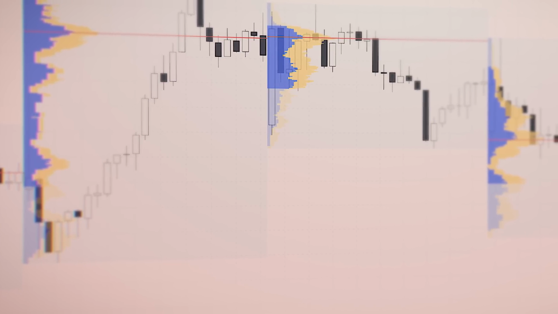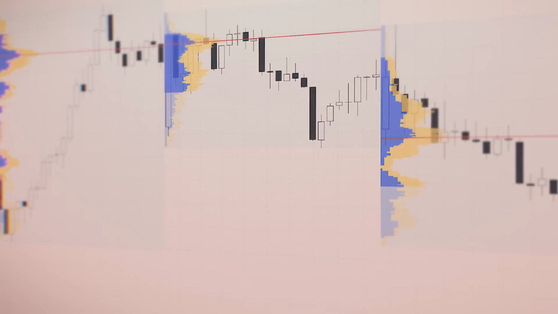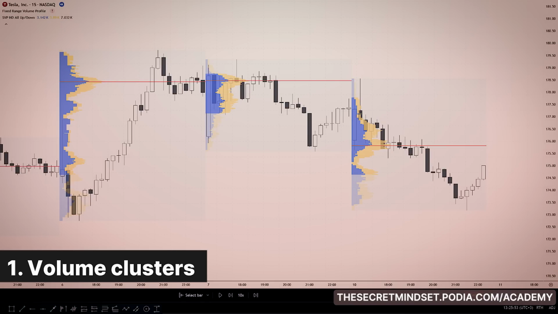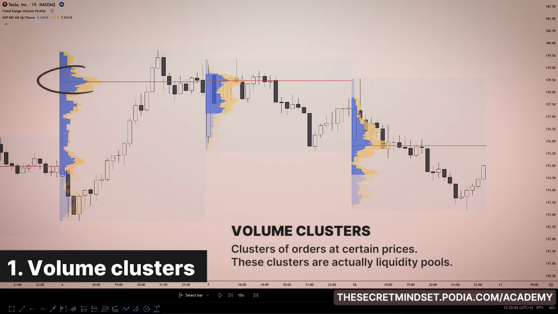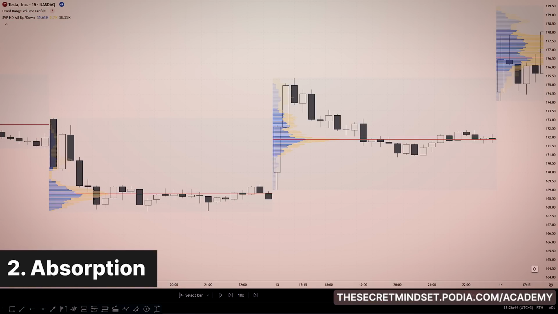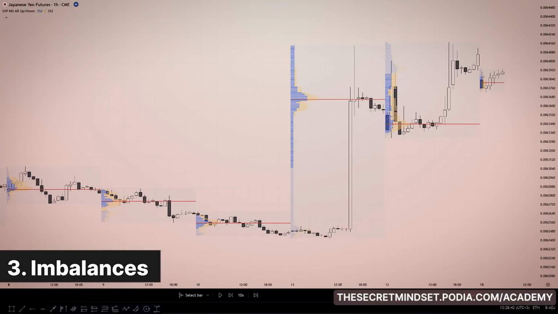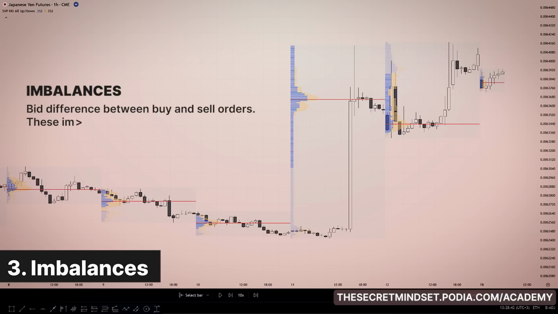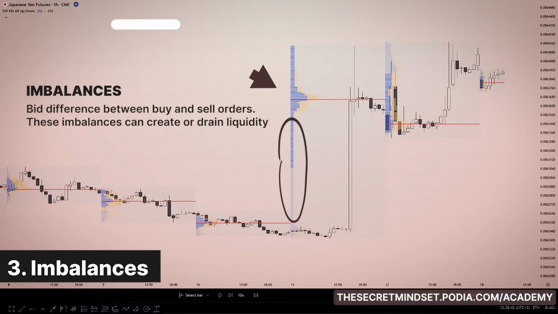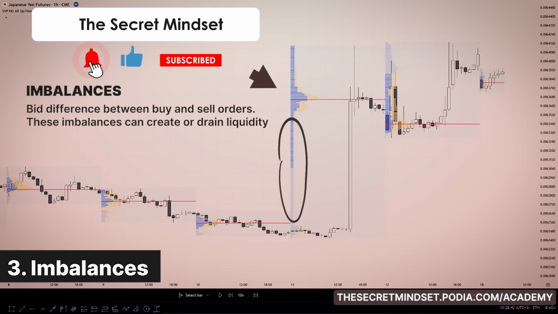In order flow analysis, you need to get familiar with several concepts. First one, volume clusters. Order flow analysis often looks for clusters of orders at certain prices. These clusters are actually liquidity pools. Next concept is absorption. When a price level absorbs a lot of orders without moving much, it's often a sign of high liquidity. Here's a familiar concept, imbalances. Order flow tools might show imbalances between buy and sell orders. These imbalances can create or drain liquidity. It's a lot to talk about, but that's a topic for another video.